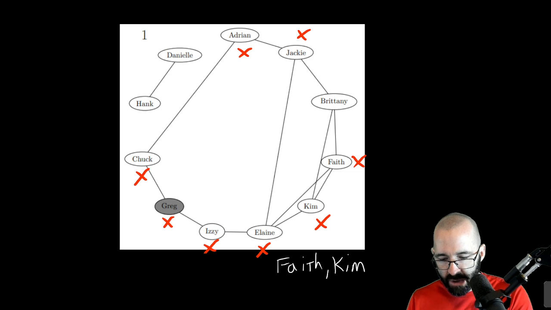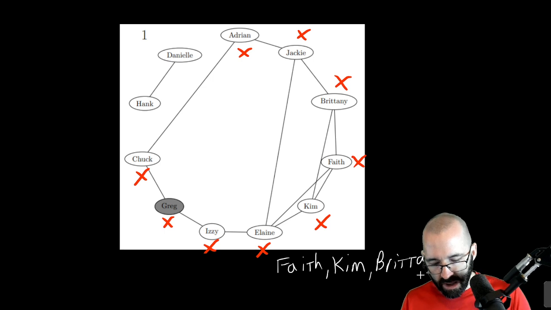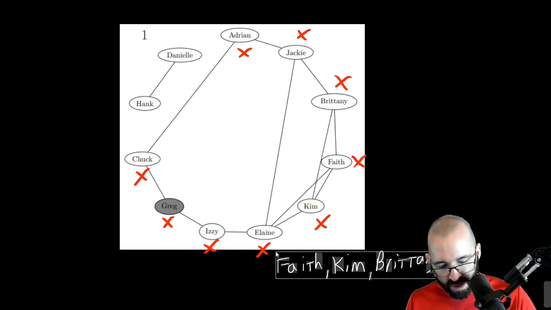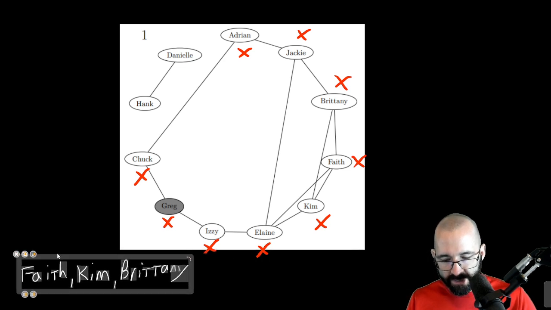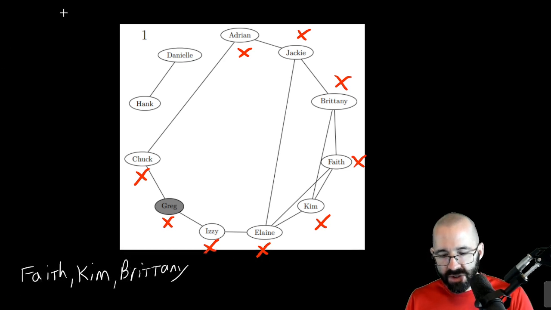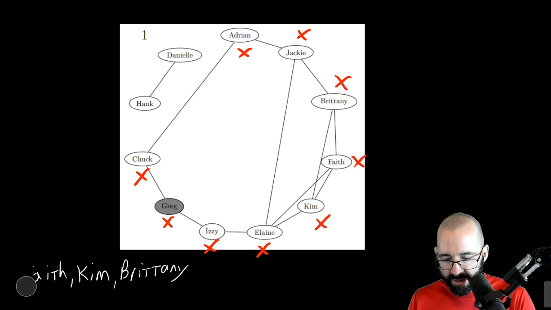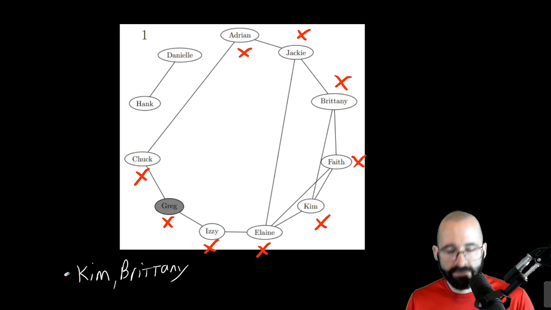Remove Jackie from the queue. Mark everything that's connected and unmarked, which is only Brittany, right? Elaine's already been marked. So we put Brittany in here. And of course, we are going to have some interesting things happen now because everything is marked. So we're just going to finish this by saying, all right, let's remove Faith from the queue.